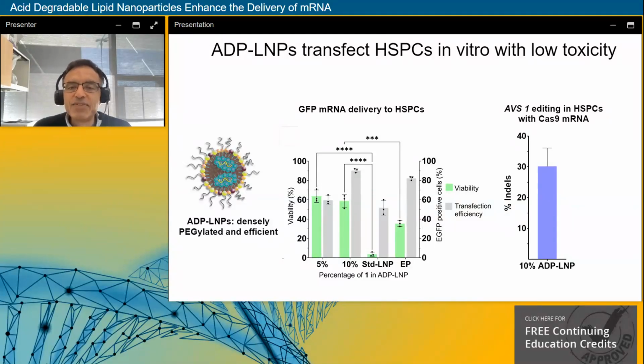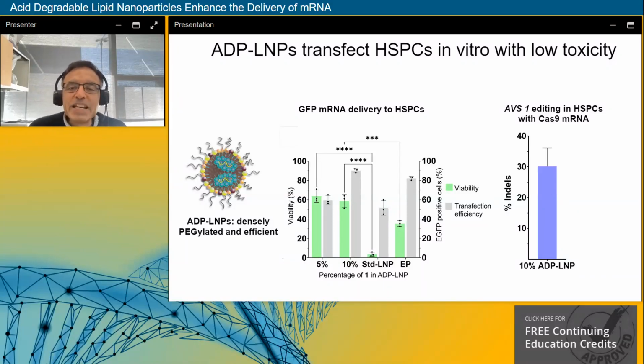So we investigated if ADP LNPs can deliver GFP mRNA to HSPCs. That's the graph in the middle. The green bars is cell viability, and the gray bars is the percent transfection. So you can see here that electroporation will transfect about 80% of the cells, but it does cause a lot of toxicity. Your viability is only around 30%, so 70% tox. That's also quite bad because that also means that you're changing the phenotype of the remaining 30%, most likely.